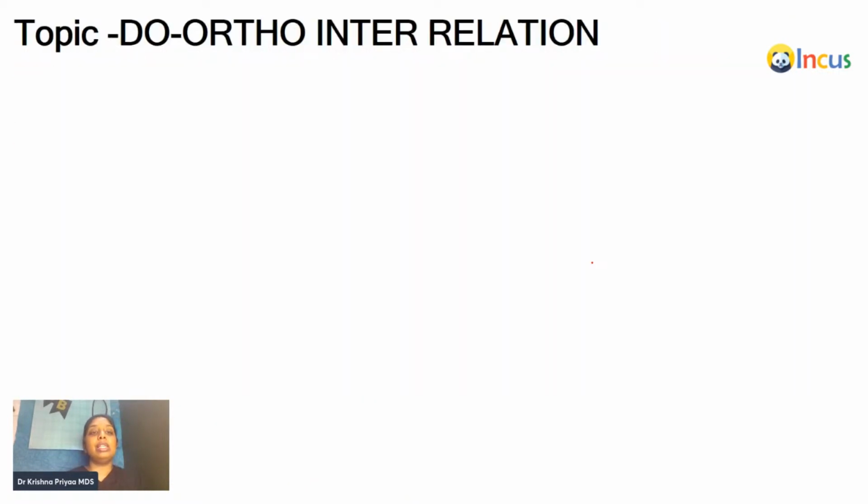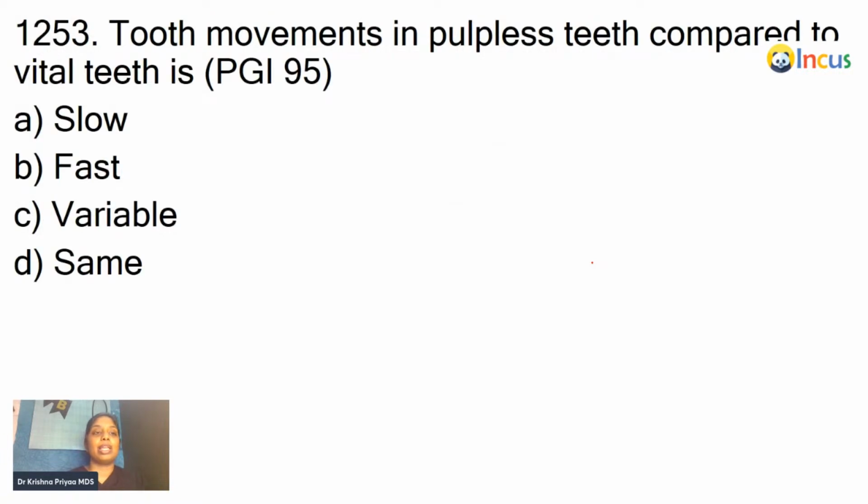Now we are moving on to the ortho interrelation. There are some miscellaneous questions. Tooth movement in pulpless teeth compared to vital teeth. So you know, right? When we do an RCT in a particular tooth, they're just asking how a natural tooth moves when compared to the tooth which has had an RCT. The answer is the same because we are giving the same amount of force which is distributed to the PDL. Doing an RCT doesn't increase or decrease the movement.